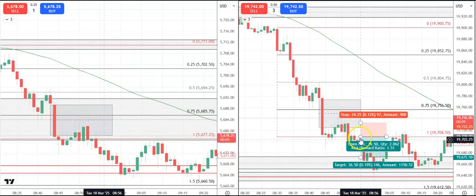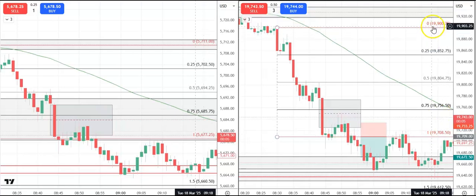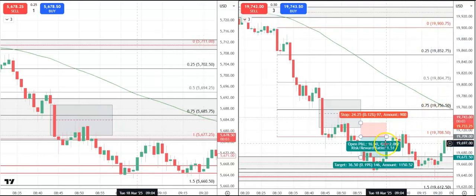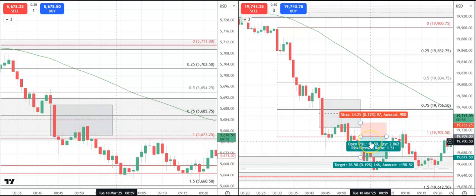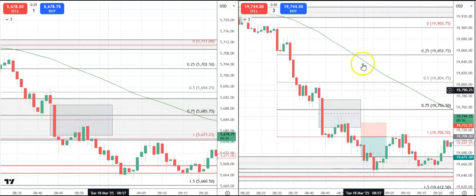It may look like a small move right here, but you got to realize this is 200 points right here that it just ran. So that's still 36 points. So it's decent. Anyway, decent little trade there.